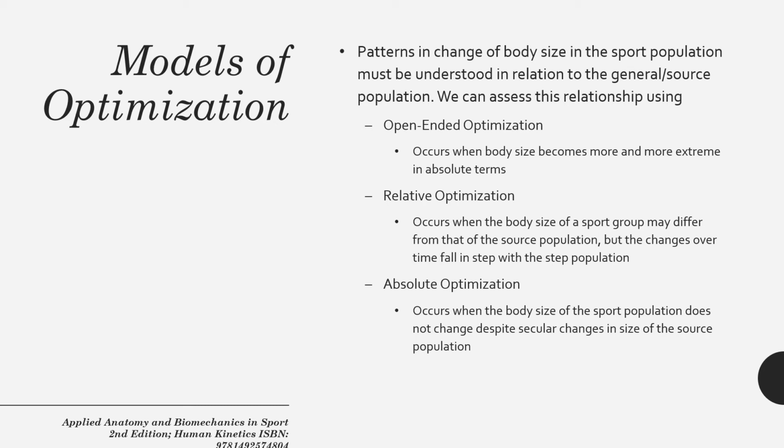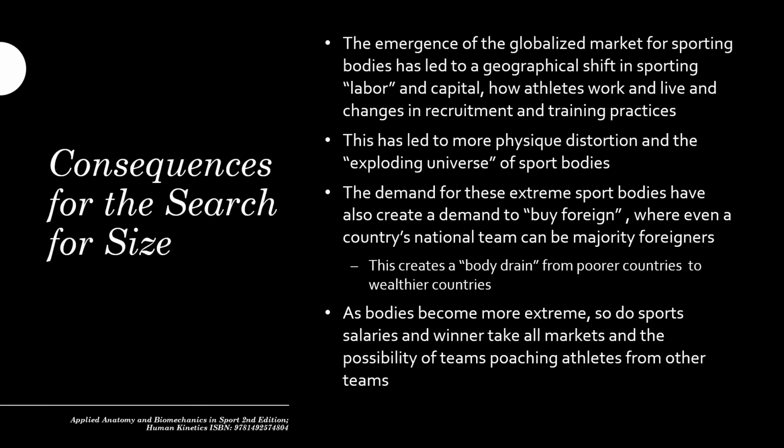And then finally, you have absolute optimization. This occurs when the body size of the sport population does not change, despite secular changes in the size of our source population. A good example of this would be gymnastics. Gymnasts are always tiny, no matter the fact that women are getting larger over time and men are getting larger over time. So we have these 3 different levels of optimization.